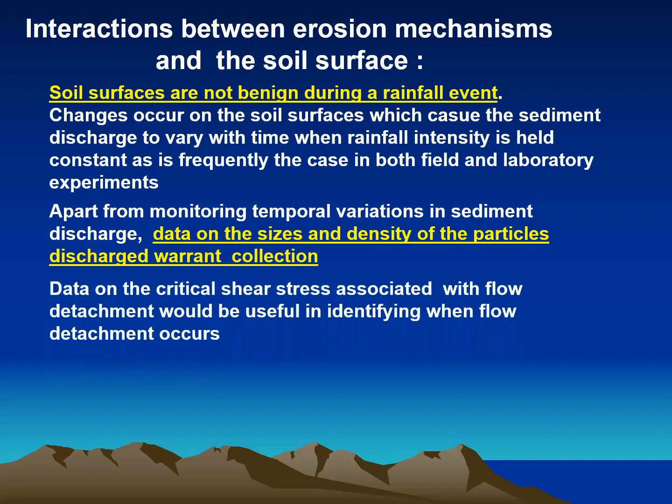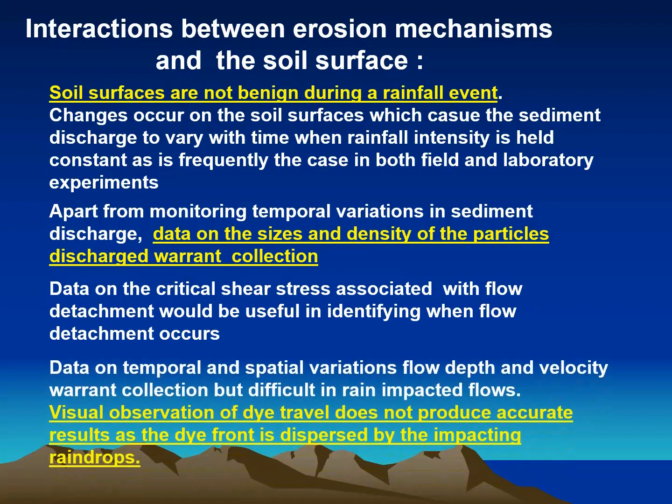Data on the critical shear stress associated with flow detachment would be useful in identifying when flow detachment occurs. Data on the temporal and spatial variation in flow depth and velocity warrant collection, but are difficult to obtain in rain-impacted flows. Visual observation of dye travel does not produce accurate results, as the dye front is dispersed by the impacting raindrops.